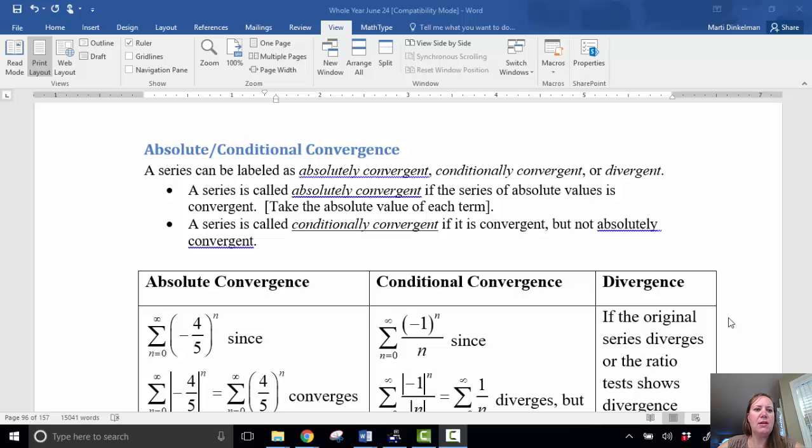Hey everybody, it's Mrs. Dinkelman, and we're talking about the last little bit in our converging or diverging of series. And this is where we talk about whether something is absolute or conditionally convergent.